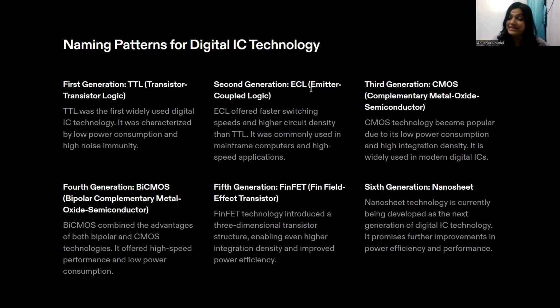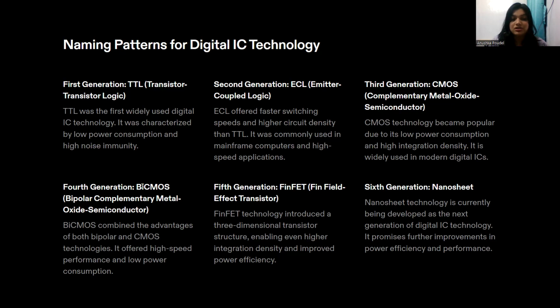Second generation: ECL, emitter coupled logic. ECL offered faster switching speeds and higher circuit density than TTL. It was commonly used in mainframe computers in high speed applications. Third generation: CMOS. CMOS stands for complementary metal oxide semiconductor. The technology became popular due to its low power consumption and high integration density. It is widely used in modern digital ICs.